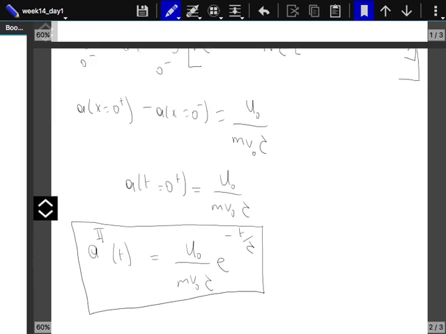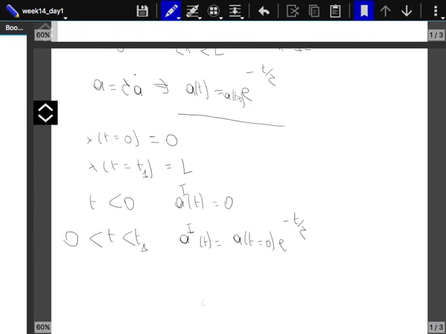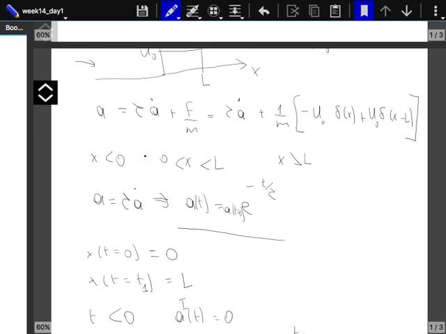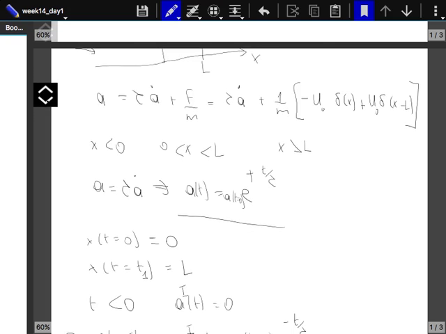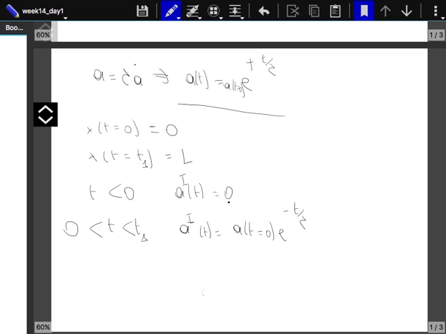Hold on one minute. Did I make a mistake over here? Yes, this is not minus, this is plus. This is the solution we have. Due to this radiation back reaction, it keeps on accelerating. And hence this is plus.